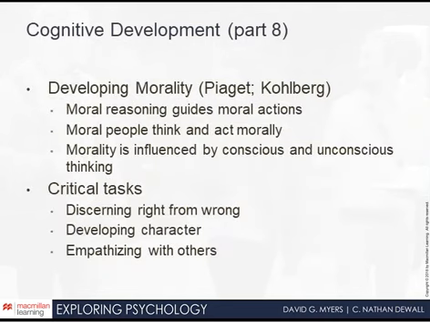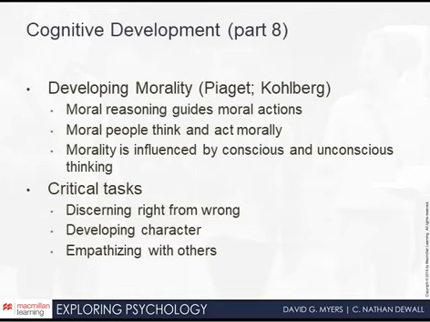Now, part of this also goes down to morality, developing morality. Piaget and Kohlberg did some thinking on this particular area. Moral reasoning guides our moral actions. Moral people think and act morally. Morality is influenced by conscious and unconscious thinking. Basically, what it comes down to is this: we want to do the right thing. What is right, what is fair, what is just. This all comes into play when we're talking about morality.